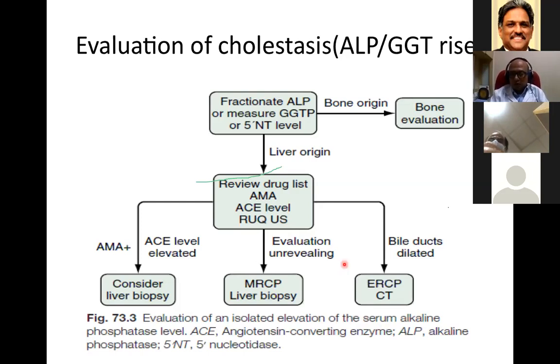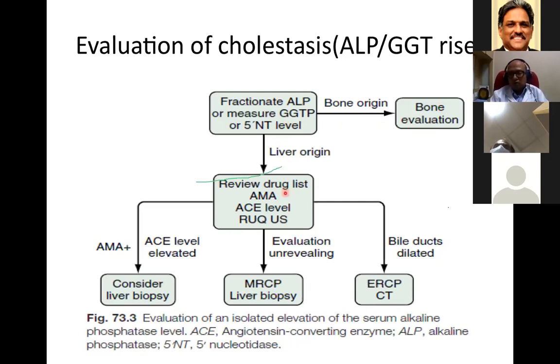So if you see an isolated ALP rise, then you can look at gamma GT and 5-NT levels. And if you find that the gamma GT and 5-NT are normal, it may signify a bone origin. So simple vitamin D deficiency, for instance, osteoporosis, osteopenia, fractures, Paget's disease, etc., may actually raise the alkaline phosphatase. So you may need to do a bone evaluation rather than go down the route of a liver evaluation. But if you see a rise in gamma GT and 5-NT levels, this is a surrogate marker saying that the source of ALP is the liver.